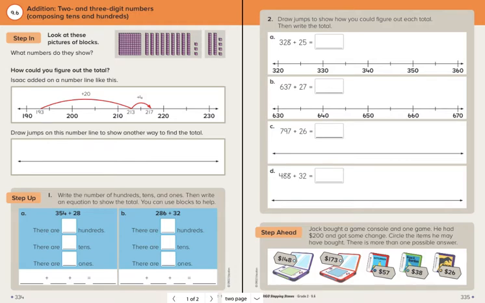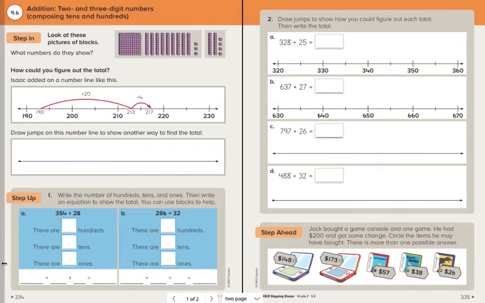All right, so now it's time for us to do our journal pages 334 and 335. I'm just going to really quick walk you through each section, but it's very similar to what you did yesterday. So I think that you guys will be able to do this on your own without much help. So let's look over here at the step up.